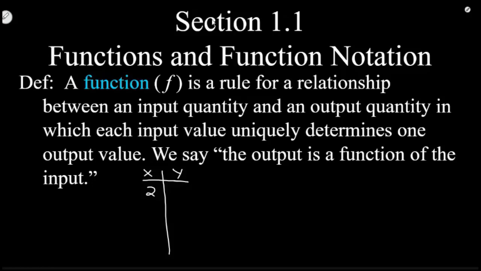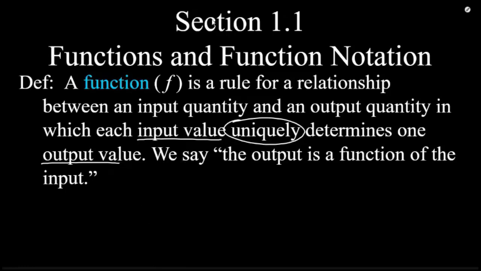And as long as it's a function, for every input value, it uniquely, that means there's only one that goes with it, determines the output value. So if you put in a 2, you're only going to get one answer out. If you put in a 5, you're only going to get one answer out. So this 2 determines whatever's going to come out of that function. So the input value determines only one output value. That's what happens with a function.